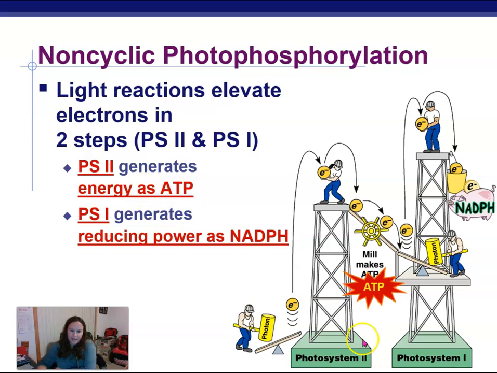So I guess we could say photosystem 2 is what generates our ATP, because that's where we split water. And photosystem 1, which happens second, generates the H with its electron that's going to move on to the next phase.